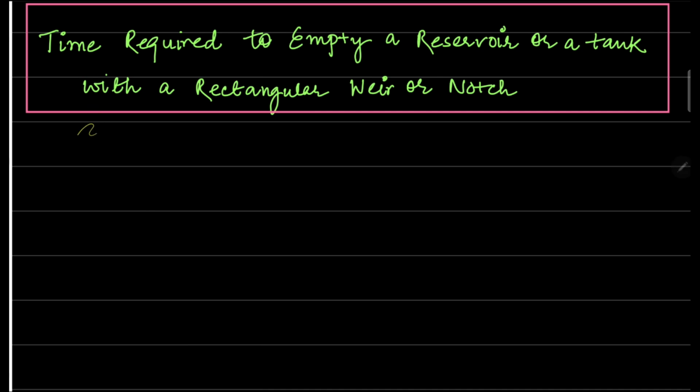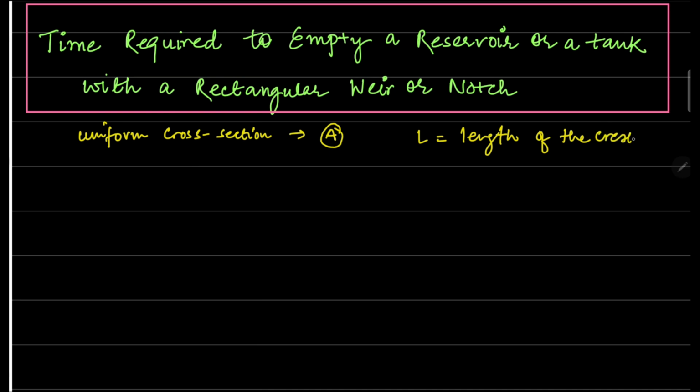For the derivation of such equations, the assumption involved is that this tank has a uniform cross sectional area, that is your A, which is the thing we have always used in our previous equations. With a uniform cross sectional area of A, the length of the crest of the weir is L. So L is your length of the crest of the weir.